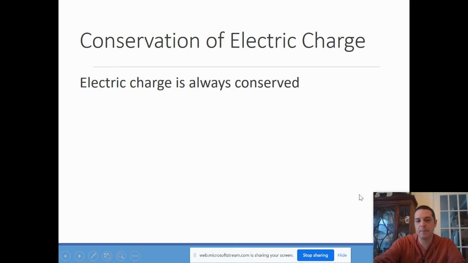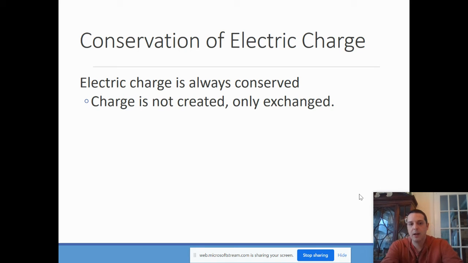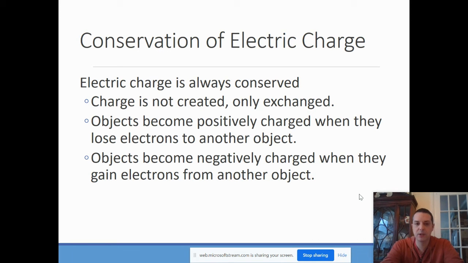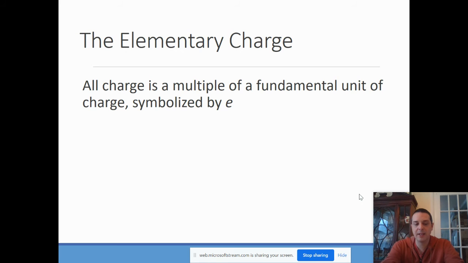So let's talk about one of the main fundamental laws of conservation when we talk about electric charge, and that is the idea that charge is always conserved. We don't create charge. Every object, if it's neutral, has the same amount of protons and electrons. So we don't create charge. Neutral objects become charged by transferring electrons back and forth. So we said this on the previous slide. Positively charged particles occur when you lose electrons, and negatively charged particles occur when they have a net gain of electrons.